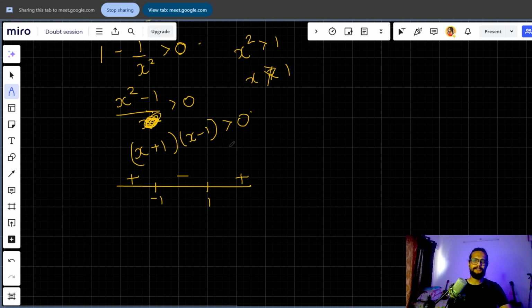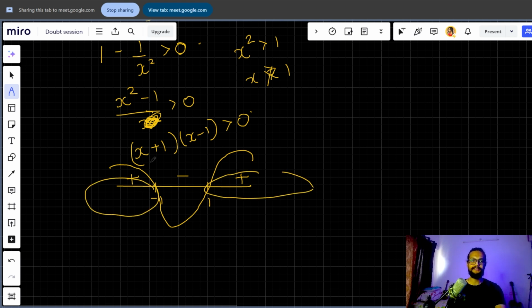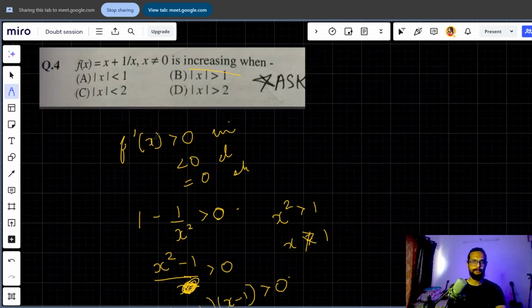This is also called the wavy curve. Some books call it the wavy curve. You draw it, the way to draw the graph is like this. So you understand that this is positive, then negative, then positive, right? So all in all, we know that all the region from 1 to infinity and minus 1 till minus infinity will be positive. So whichever option matches.